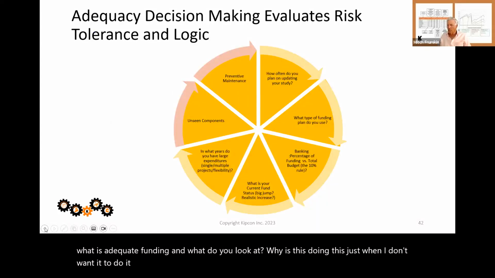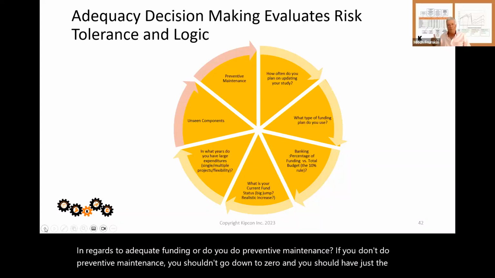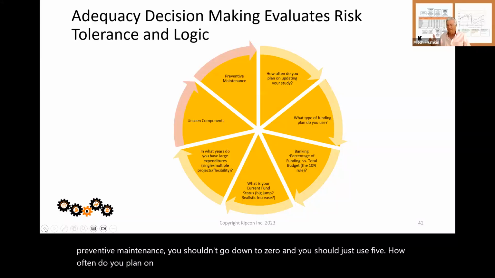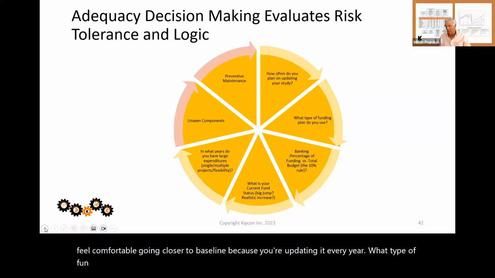So the things to look at when making your decision in regards to adequate funding are, do you do preventive maintenance? If you don't do preventive maintenance, you shouldn't go down to zero and you should adjust the useful life. How often do you plan on updating the study? If you update the study every year, maybe you'll feel comfortable going closer to baseline because you're updating it every year. What type of funding plans you use? Talked about it a second ago.